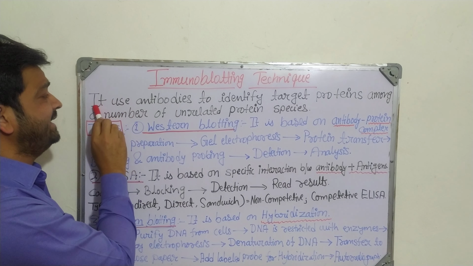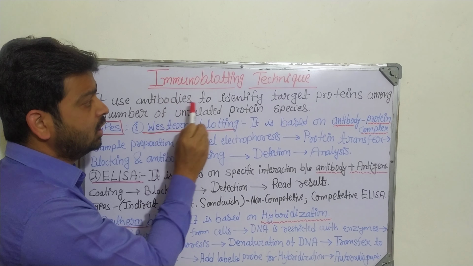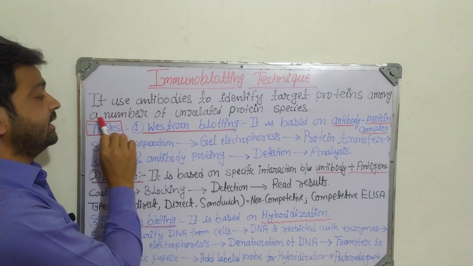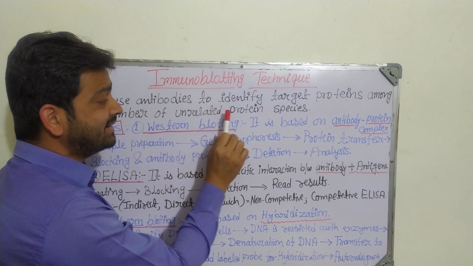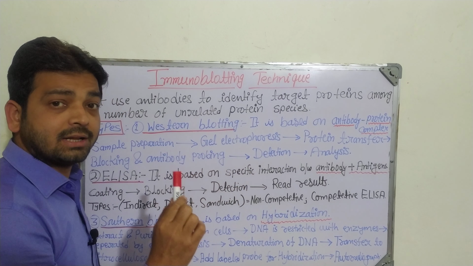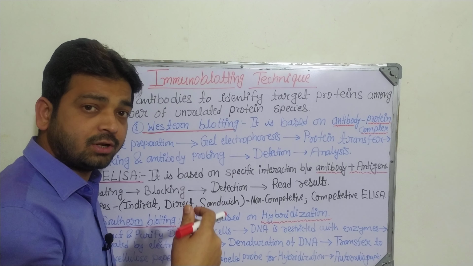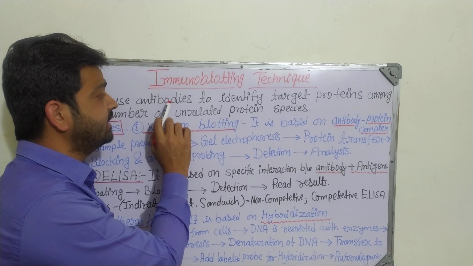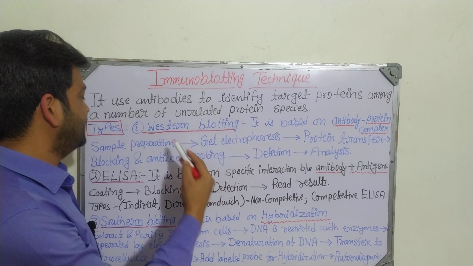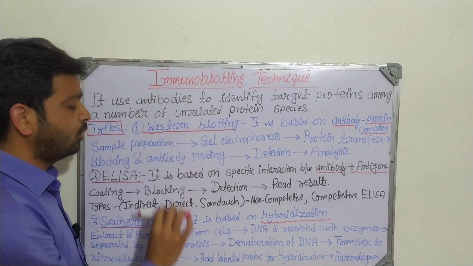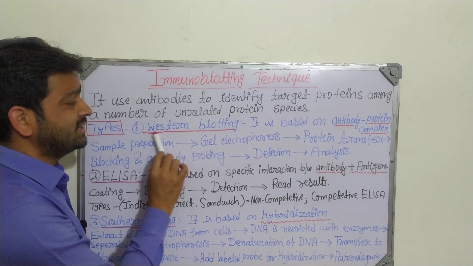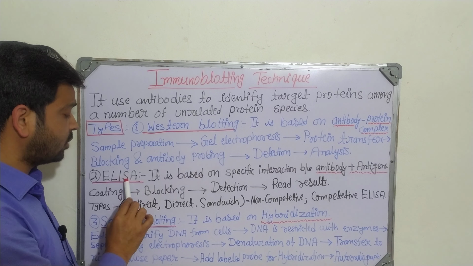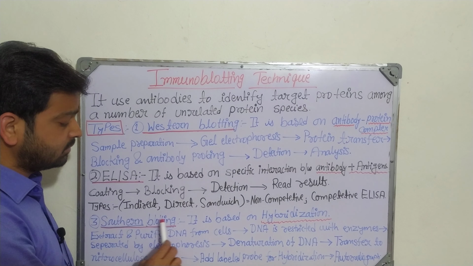It uses antibodies to identify the target proteins among a number of unrelated protein species. So whatever the desired protein we want to detect, we can detect it using the antibodies which we release. Let's discuss the different types of immunoblotting techniques: Western blotting, ELISA, enzyme linked immunosorbent assay, and Southern blotting.